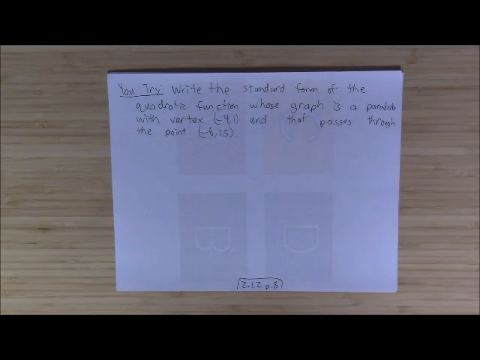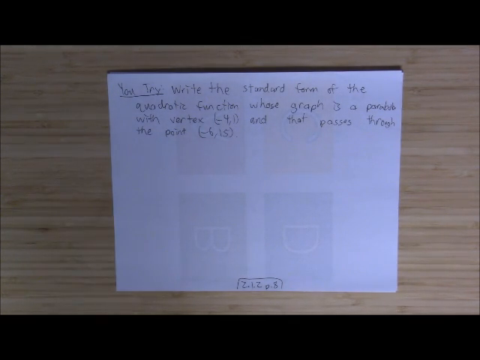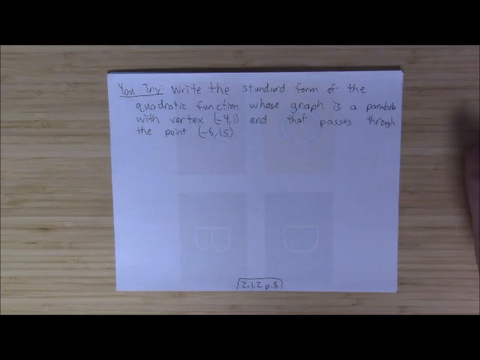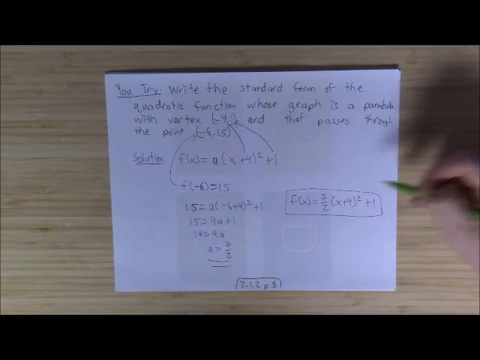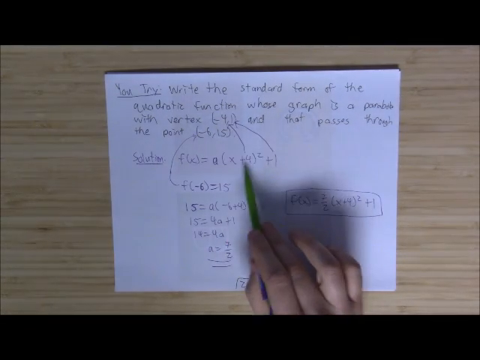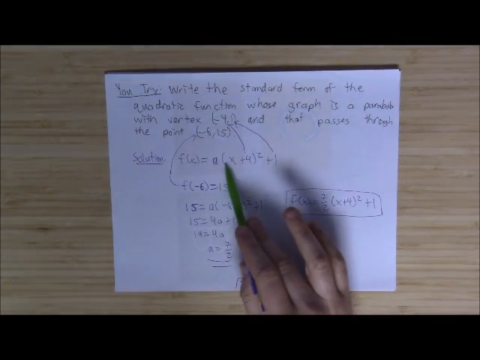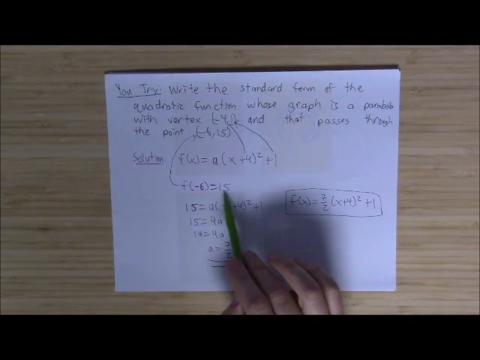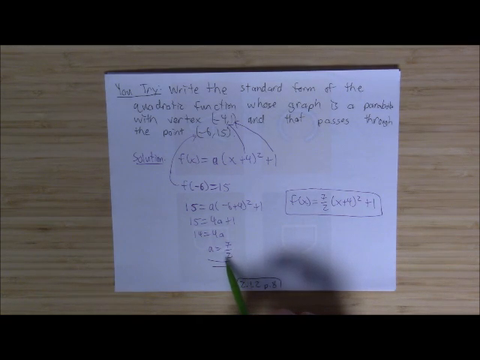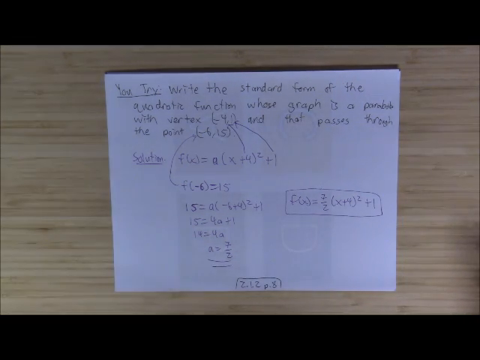So I'm sure you're itching to try an example for yourself, so go ahead and find the standard form of a quadratic function whose graph is a parabola with vertex negative 4, 1, and that passes through the point negative 6, 15. And on the count of 3, I'll reveal the solution. 1, 2, 3. So here, again, you know what the vertex is, so now the question is just how to solve for a. You can use this point, which means that f of negative 6 equals 15. And thus, we can solve out for a equals 7/2. So that would be our solution.